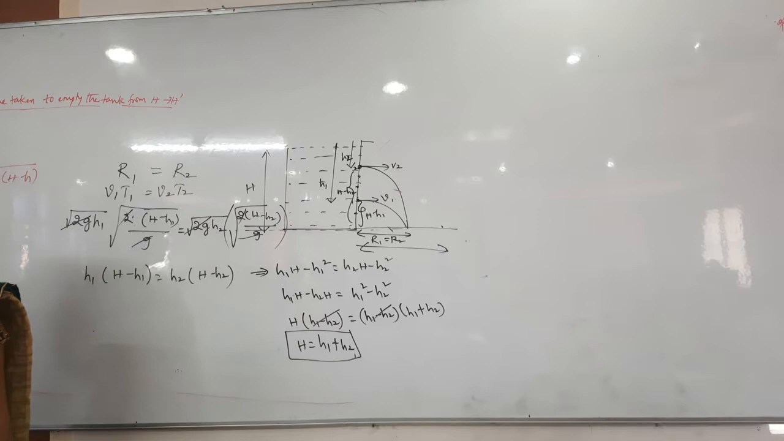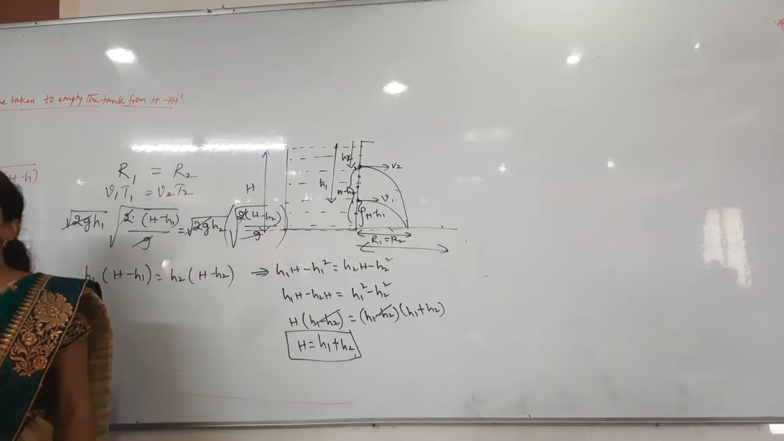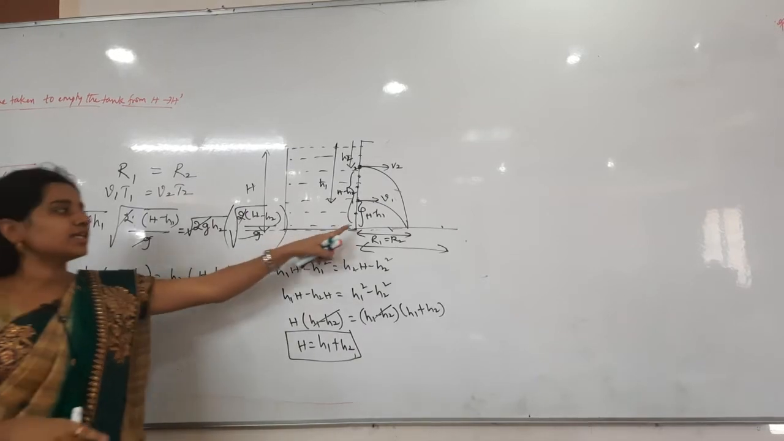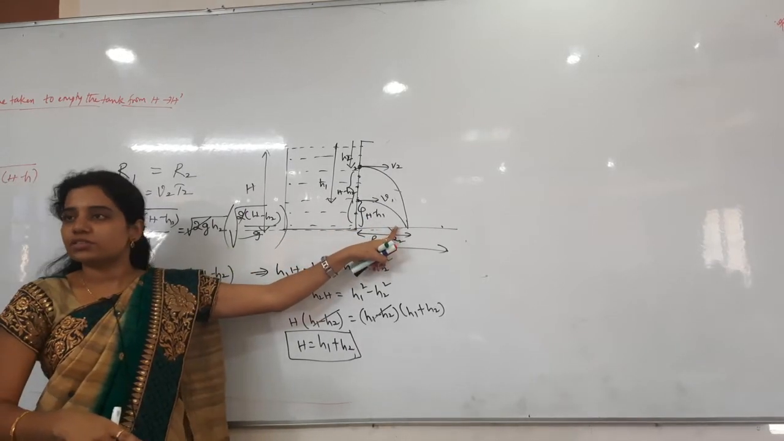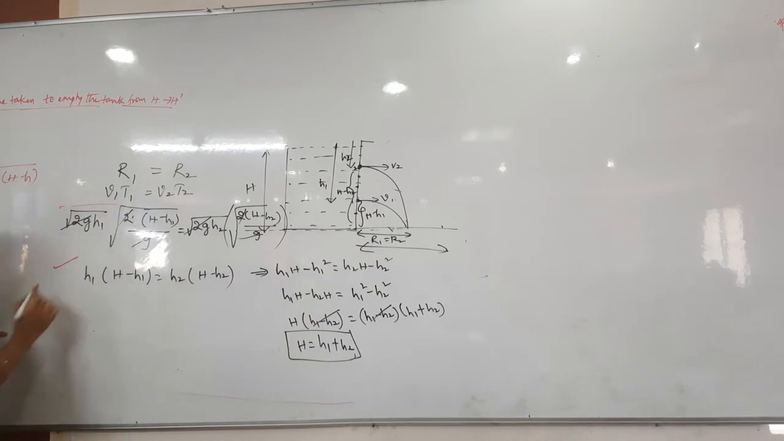But you have to remember that this depth you are measuring from where? From the top of the tank, not from the bottom. From the bottom, how much height is there here? H minus h is there. Clear? So if you don't remember these formulas also, from the range formula you can get them.